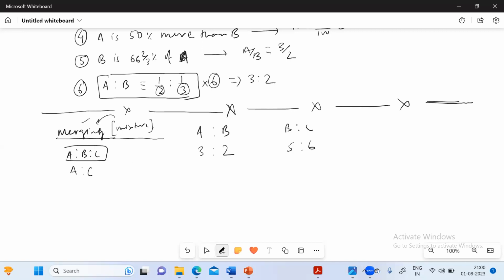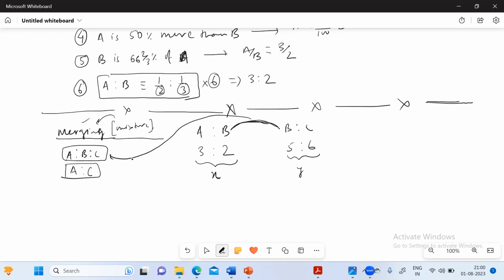So basically in both the cases, what you have to do is merge these two ratios. And what is the meaning of merging these two ratios? So I'll tell you here. What we know is that this ratio must have a multiplier. Let's say the multiplier is x. So if this ratio has a multiplier x, this ratio will have a different multiplier, of course, y.